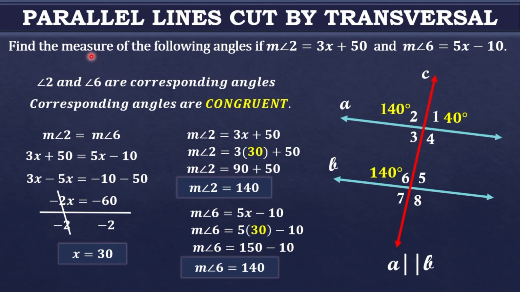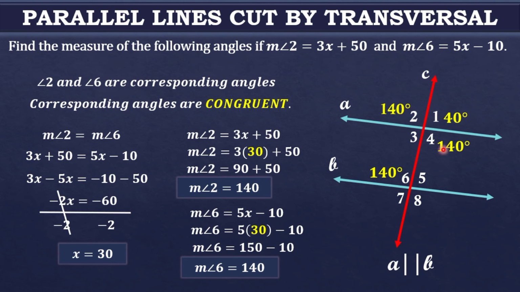Kasi ang sabi, find the measure of the following angles. So makukuha na natin to. Anong relationship nitong dalawa? They form a linear pair. So this is 40 degrees to make it 180. So they are supplementary.